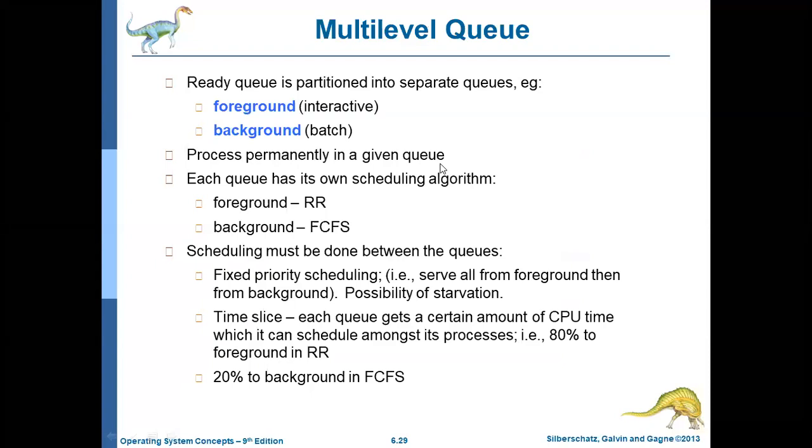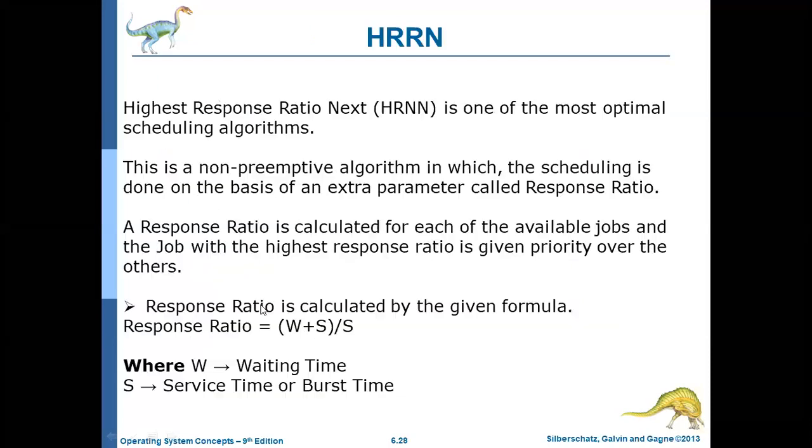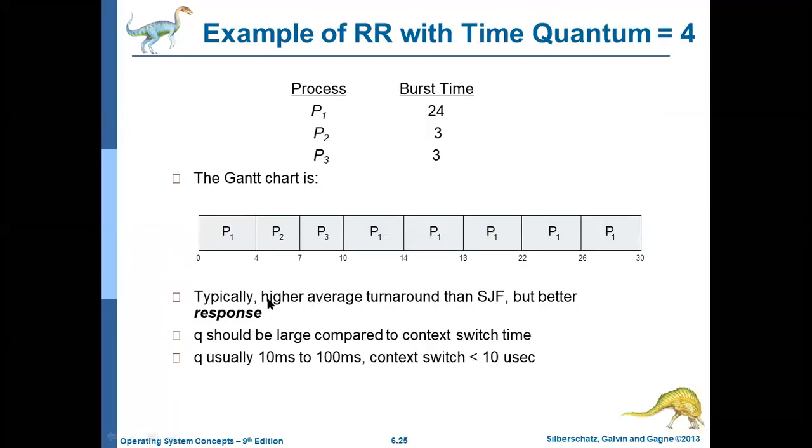Processes are permanently in a given queue. Each queue has its own scheduling algorithm. Foreground processes will follow round robin. RR means round robin, don't confuse. Background processes will execute by FCFS, first come first serve scheduling algorithm. Scheduling must also be done between the queues: fixed priority scheduling, serve all from foreground, then from background.